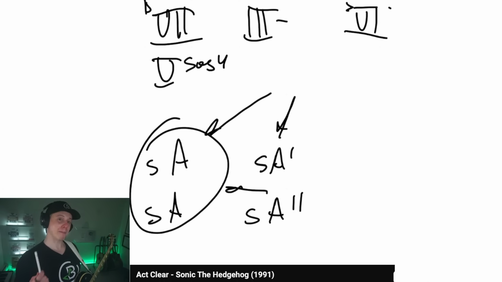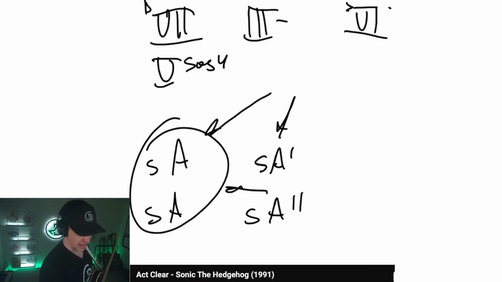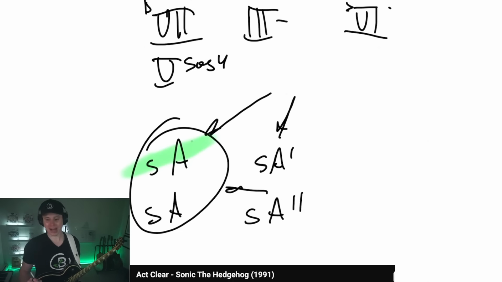So ba ba ba ba ba ba ba. All right, let's remember that. So that's our subphrase A right here. Ba ba ba ba ba ba ba. There we go.